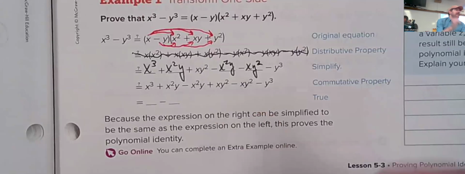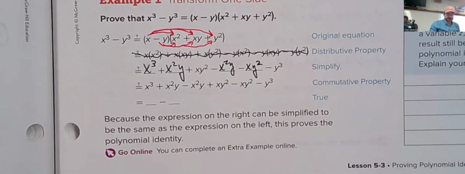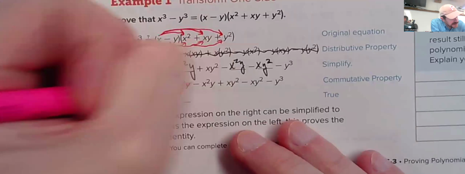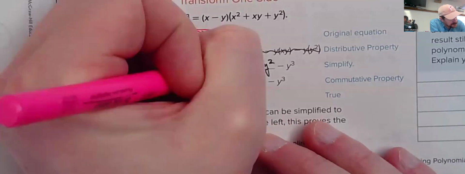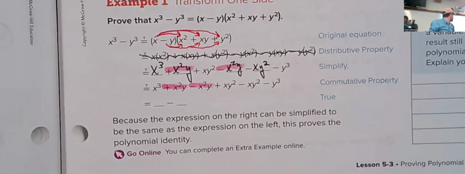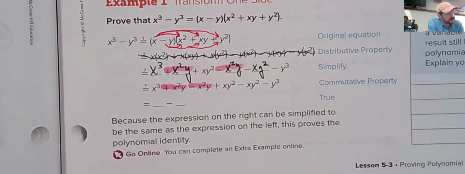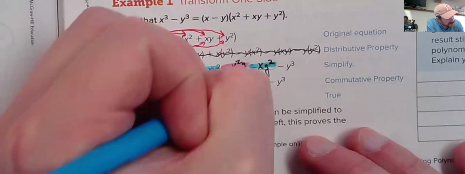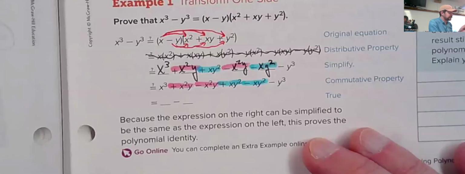It went ahead and matched up everything that was a like term together. So it took this x squared y and it matched it up with that x squared y. So it's just taking the like terms and putting them next to each other, which is not a necessary step, but it can be helpful in case you're having a hard time visualizing what's going on.